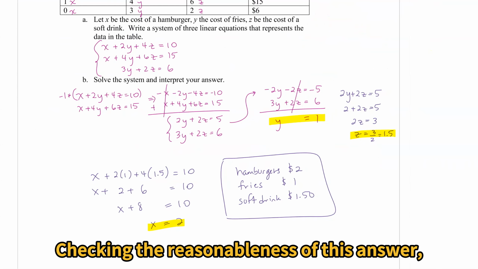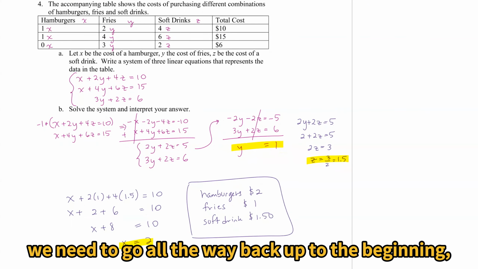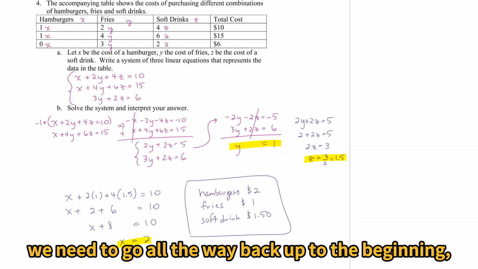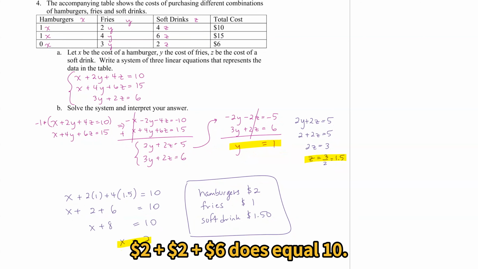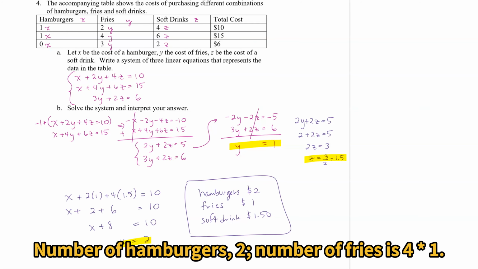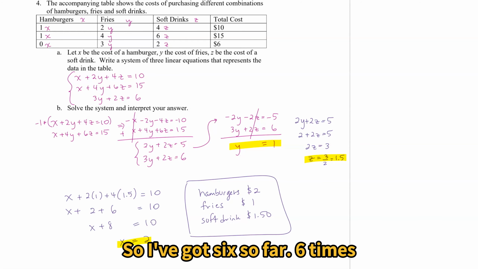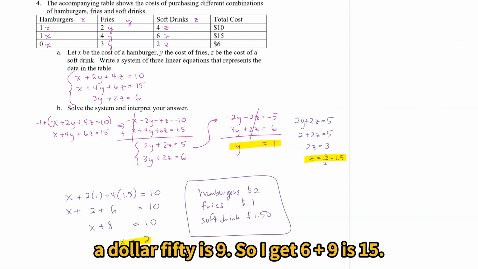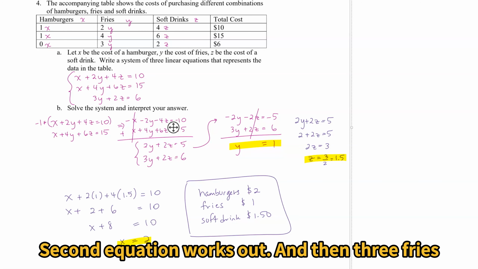Checking the reasonableness of this answer, we need to go all the way back up to the beginning. $2 plus $2 plus $6 does equal 10. So I'm just checking them. Hamburgers, 2. Number of fries is 4 times 1, so I've got 6 so far. 6 times $1.50 is 9. So I've got 6 plus 9 is 15. The second equation works out.